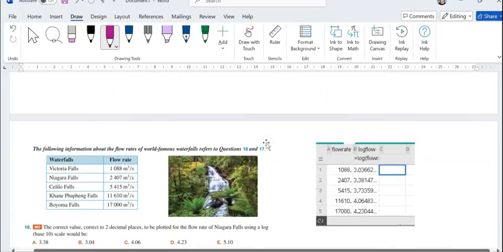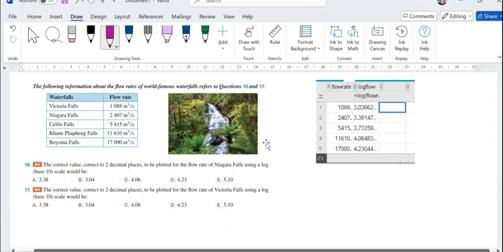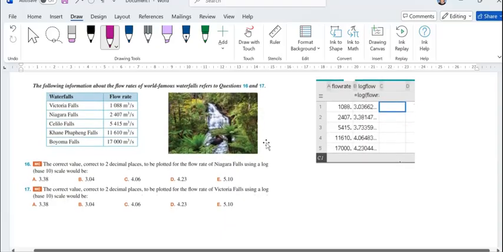Okay, next question. So these two relate to this one bit of information here. Again, we've got different flow rates, cubic meters per second, flowing through different waterfalls there. And the two that we're interested in, for number 16, we're interested in Niagara Falls, which is the second value. And for number 17, we're interested in Victoria Falls.